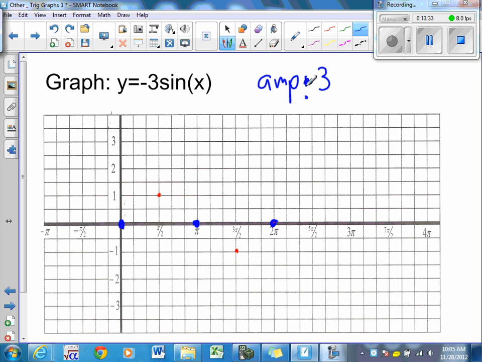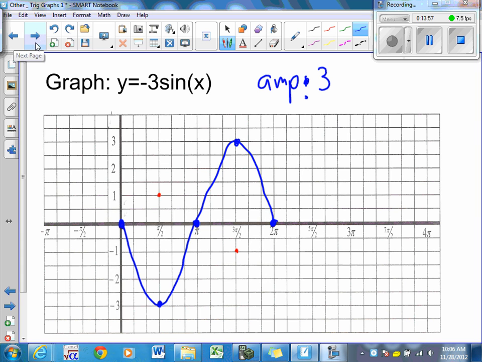So that means our peaks and our valleys are going to go to 3. Since it's negative, though, that flips them over. The positive 1 peak becomes a valley, and the valley becomes a peak. And we connect our dots with our sine curve. Okay.